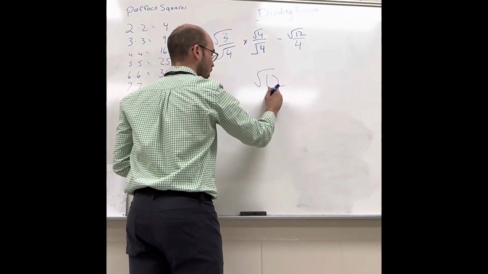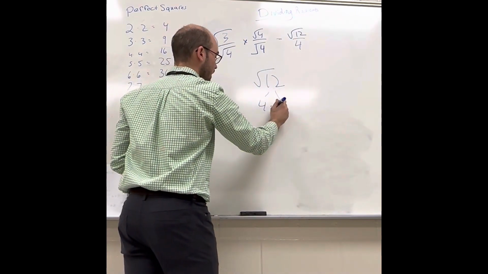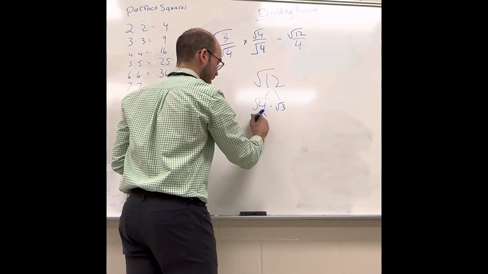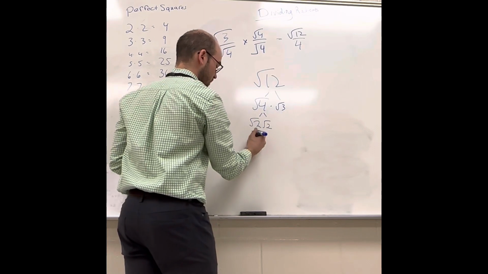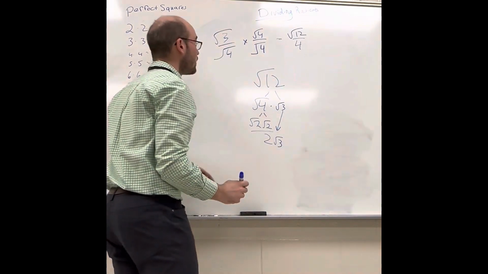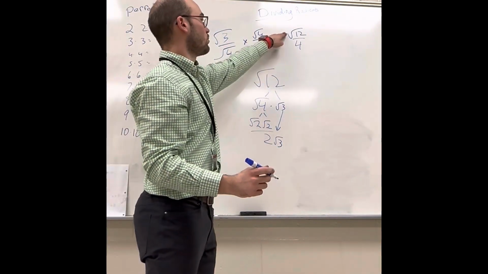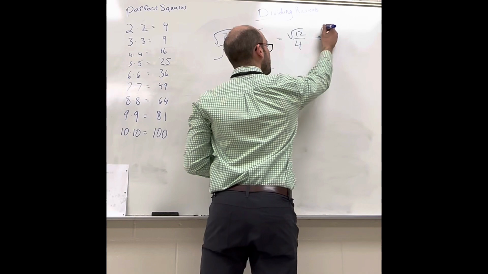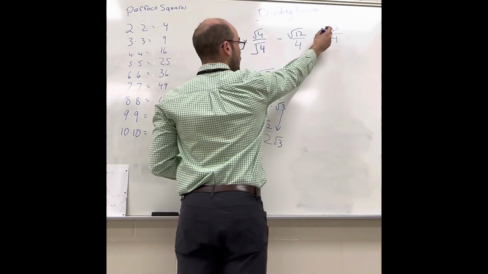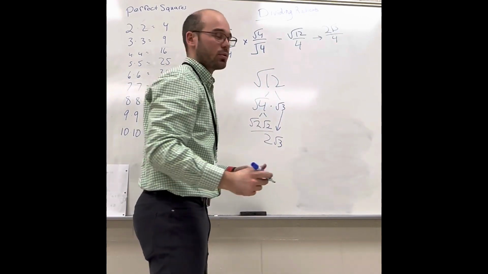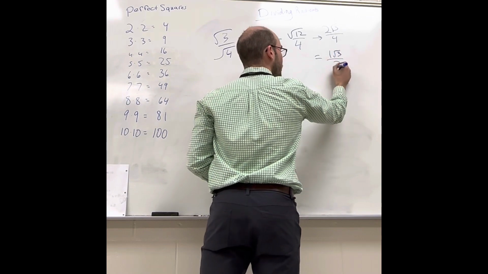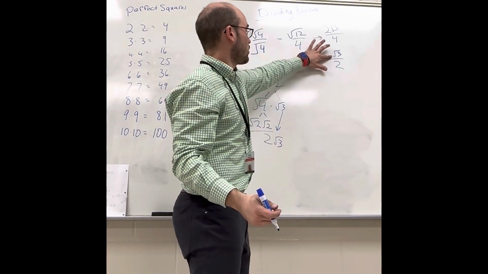Breaking down radical 12, 4 times 3. That breaks down as radical 2 times radical 2. The 2 will come out, bring that 3 down. So I can change root 12 to 2 root 3, bring that 4 over. 2 over 4, I can simplify those. My final answer would be 1 radical 3 over 2, or just radical 3 over 2.